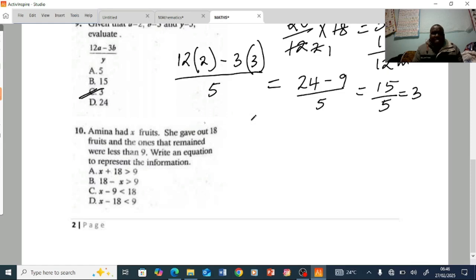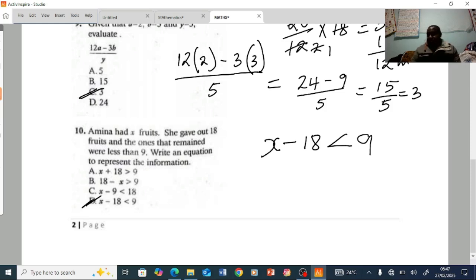So Amina had X fruits, and she gave out 18. When you give something, you subtract from the original. So she gave out 18, so that's what remained. And whatever remained is less than 9. So X minus 18 is less than 9. And that D is our correct answer.